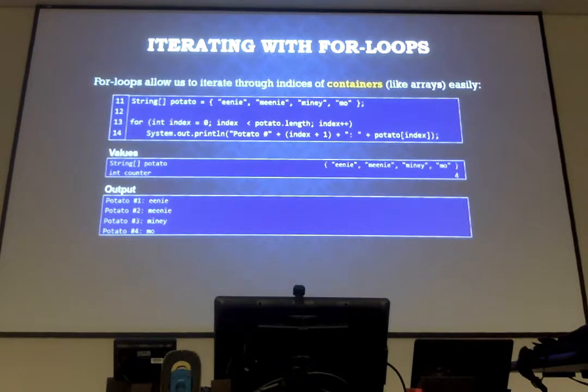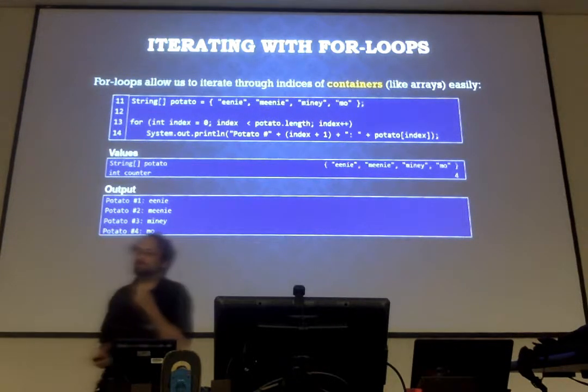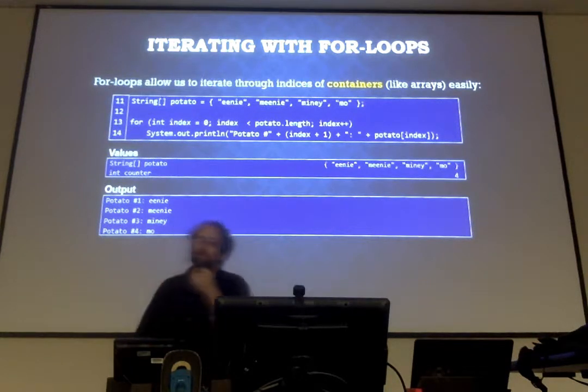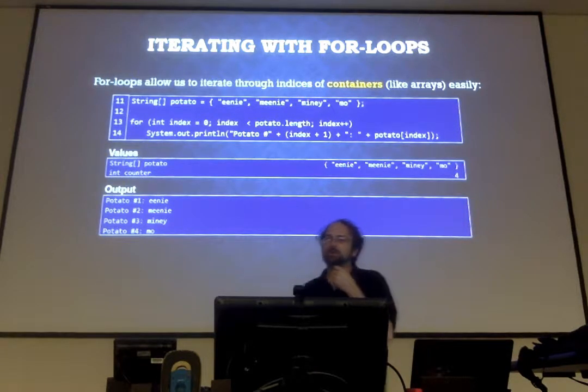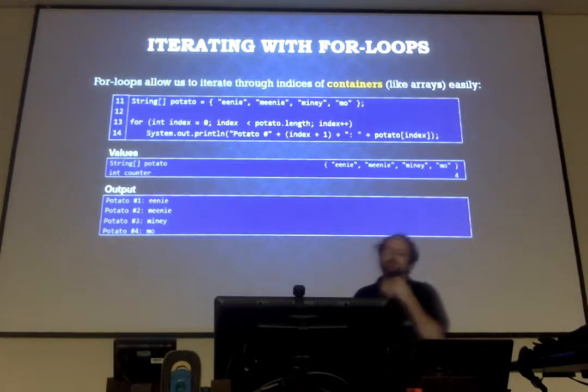Yes? If you did the for loop with index less than or equal to potato length, you would get an array out of bounds error, right? Yes, the question was if we did less than or equal to potato.length, we would get an array out of bounds error, right? And the answer is that's correct, because you would be going past the end of the array, because the array's indices are 0 to 3.